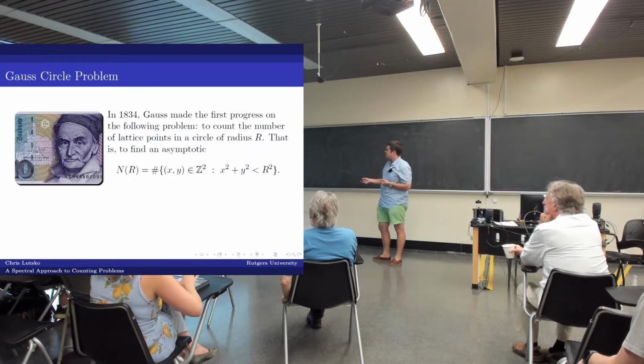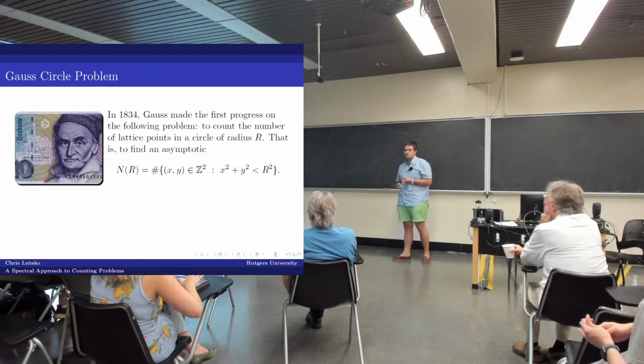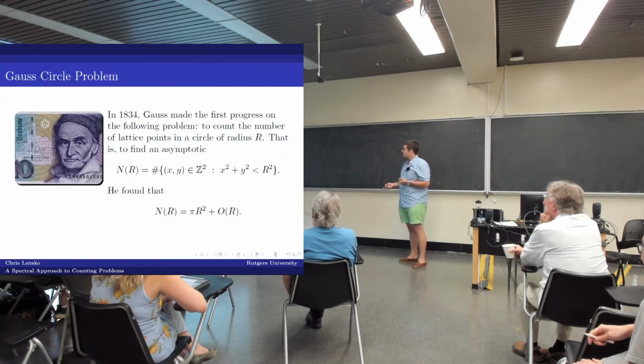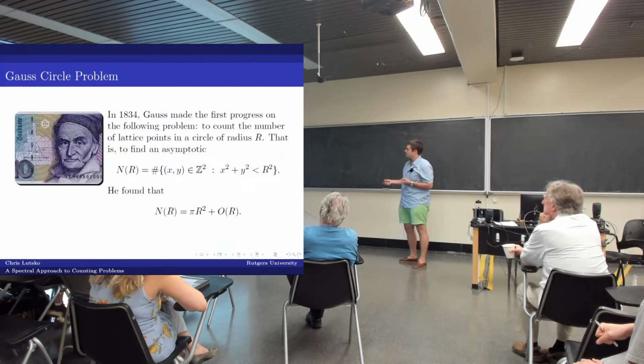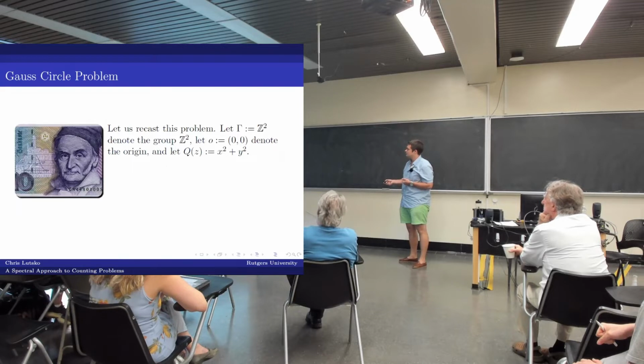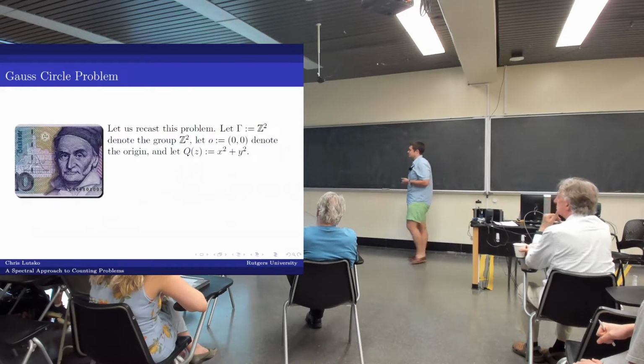He found that there's a main term, pi r squared, the area of a circle. That's not that surprising. And then there's an error term, which he is able to upper bound by a constant times r. Just to emphasize my point, here my group is Z squared, and the point that we're going to take the orbit of is the origin. So here we have the points in the orbit which satisfy this inequality. Just a restatement.